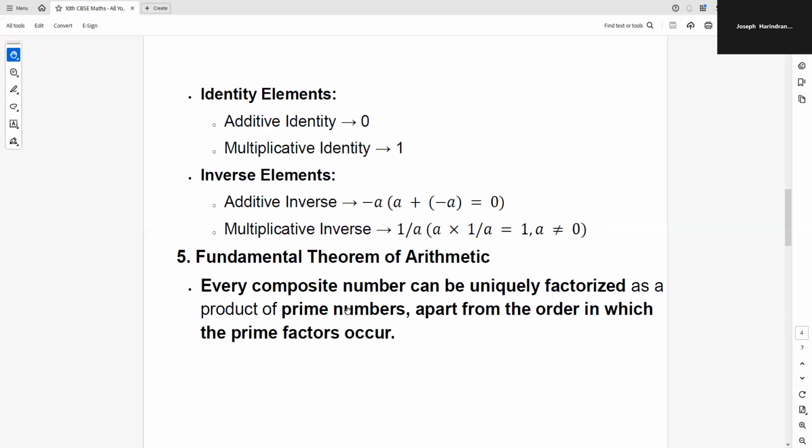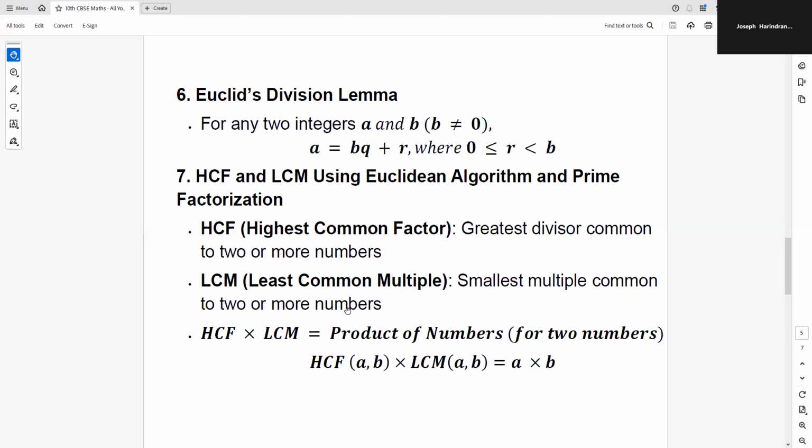Now coming to Euclid's division lemma or Euclid's division algorithm. Algorithm means it will repeat itself. Here, lemma is just a statement. It just gives you a statement that for any two integers a and b, where b is not equal to 0, we have a is equal to bq plus r. What are this a and b? A is the dividend.